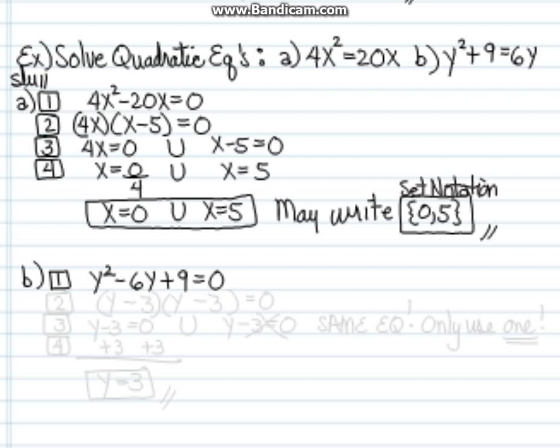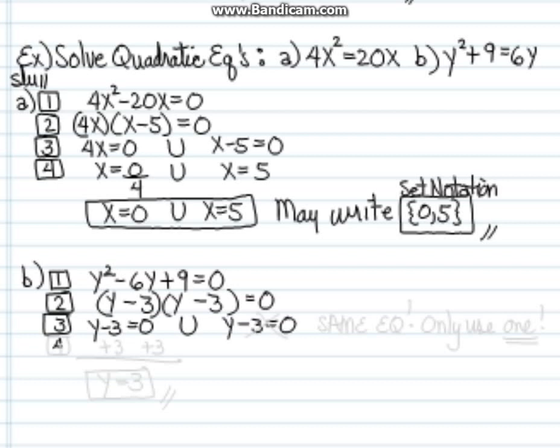Step 2, we're going to factor the non-zero side. You can factor by formula or factor by guessing. You'll get the same answer, y minus 3 times y minus 3. And you can check that by foiling it to make sure that it's a good factorization. Step 3, set each of your factors equal to 0. Y minus 3 equals 0, union together with y minus 3 equals 0.